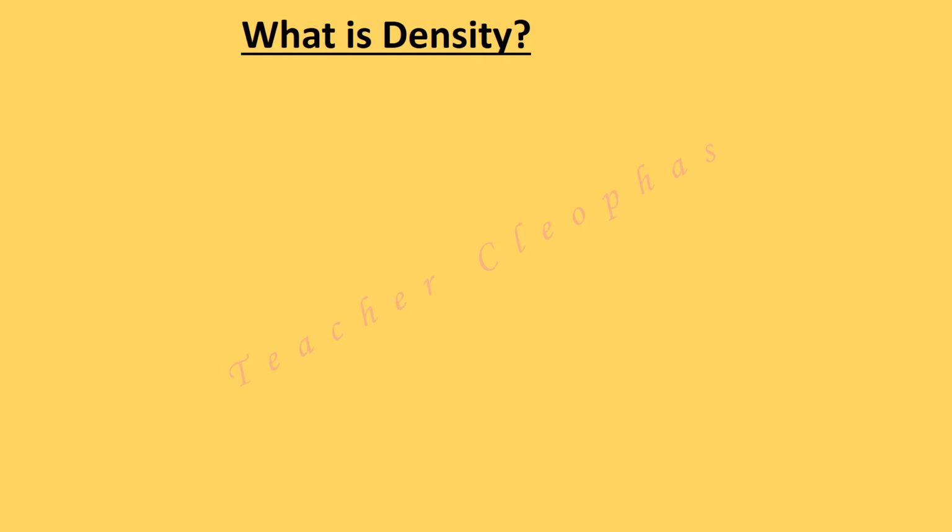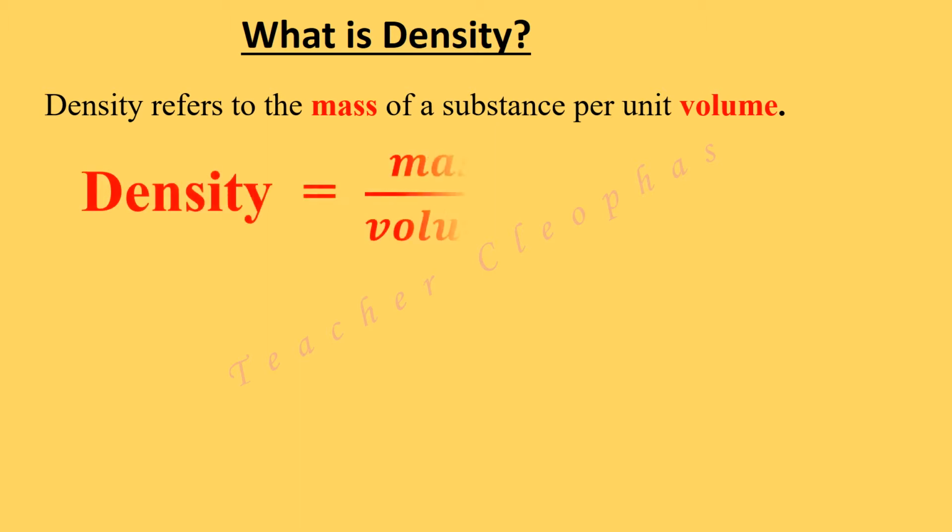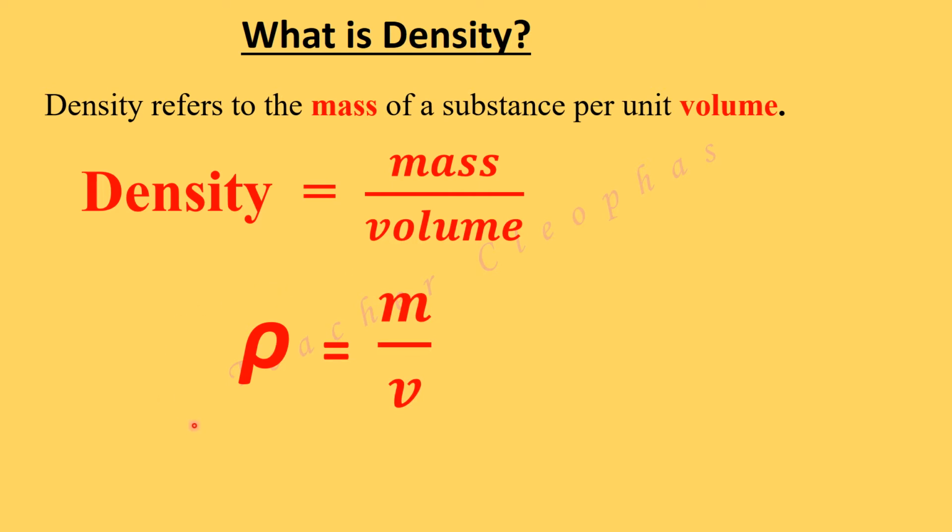What is density? Density can be defined as the mass of a substance per unit volume. This can be written mathematically as density equals mass over volume. Using symbols, this is how we write the formula. This particular symbol here is a Greek symbol known as rho, and in this case it stands for the density. M stands for mass and V stands for the volume.